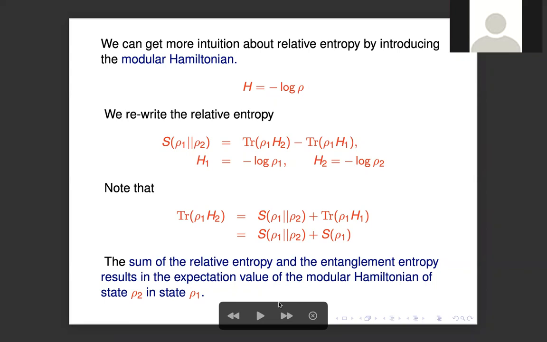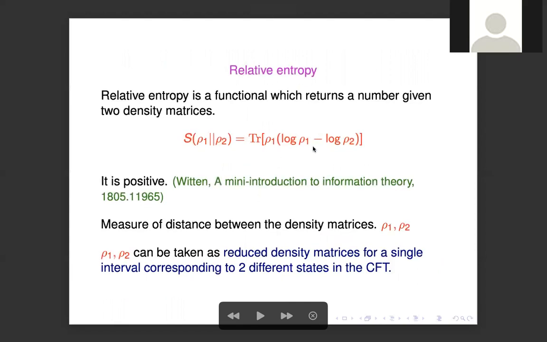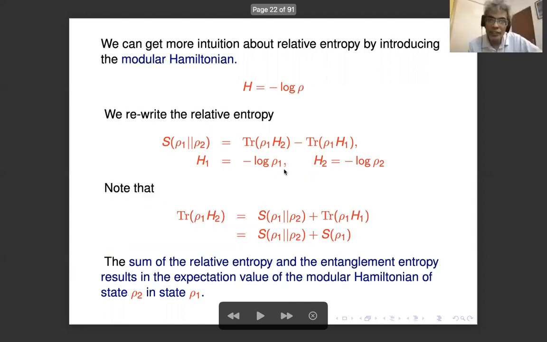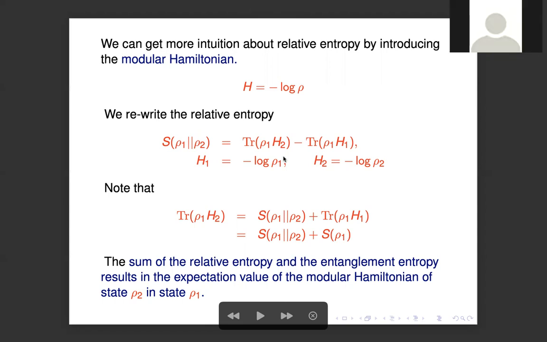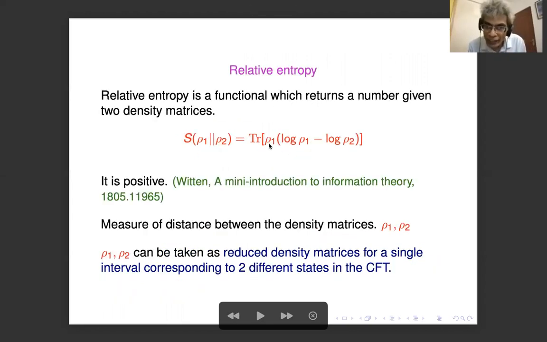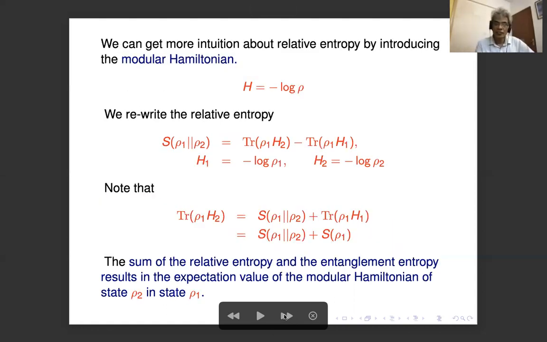In the definition of relative entropy, the right hand side is trace rho 1 h2 minus... if you go back to this one, is it rho 1 h2 or rho 2 h2? Rho 1 h2, because I'll tell you why. Because this rho 1 is outside here. See, rho 1 log rho 2. It's like a cross term. It's actually rho 1 log rho 1 divided by rho 2, another way of saying it. Otherwise, it will not be relative. It will be the difference of the two entropies. Okay, fine. Thanks. So that is this.